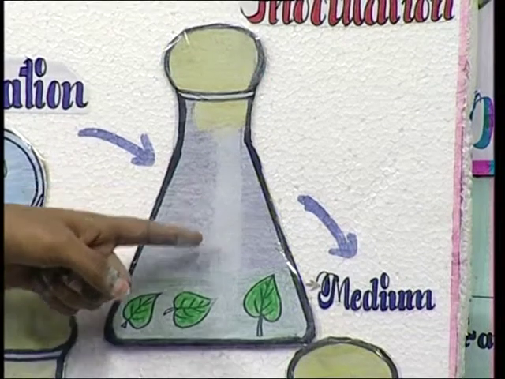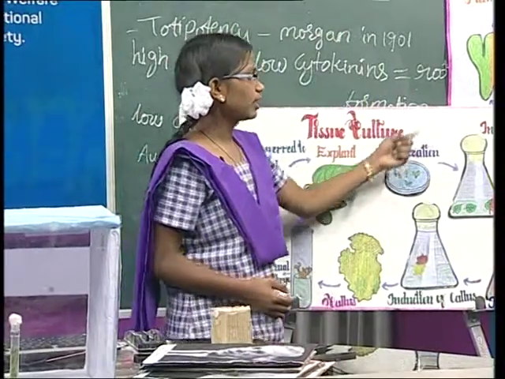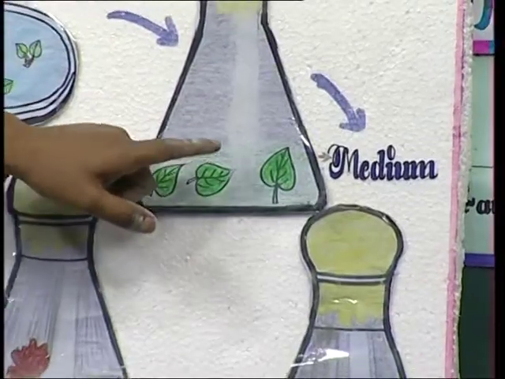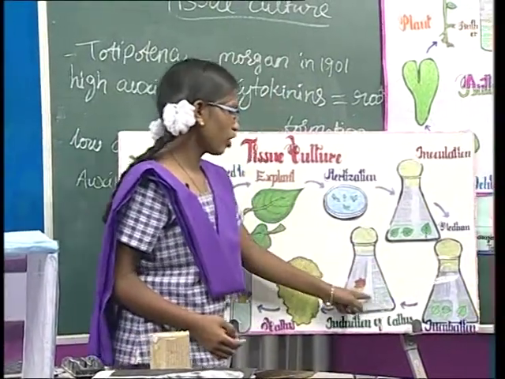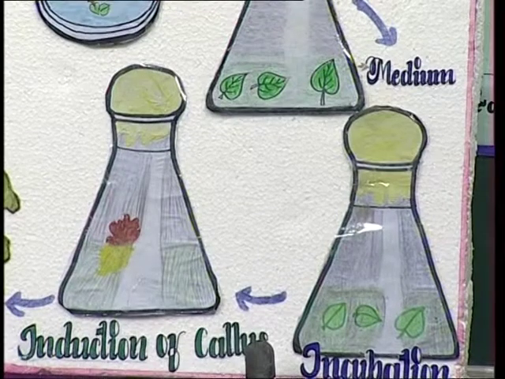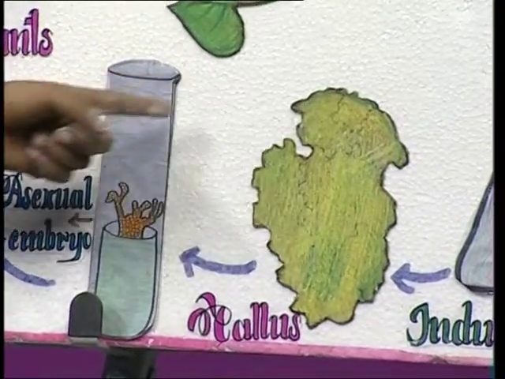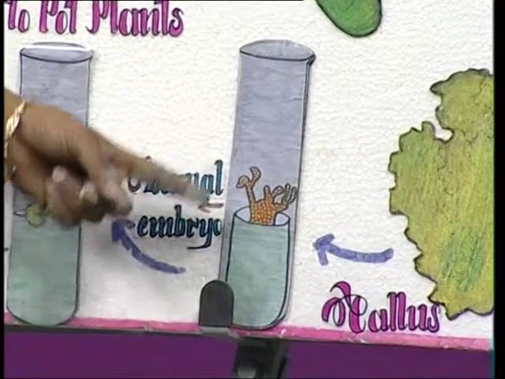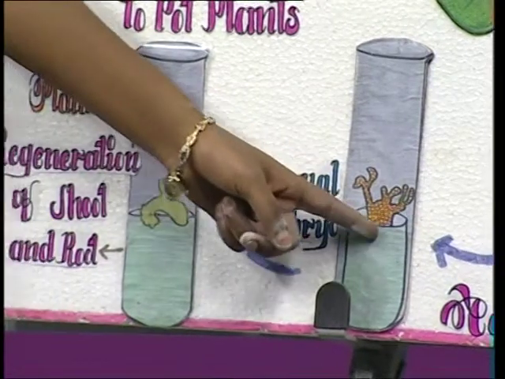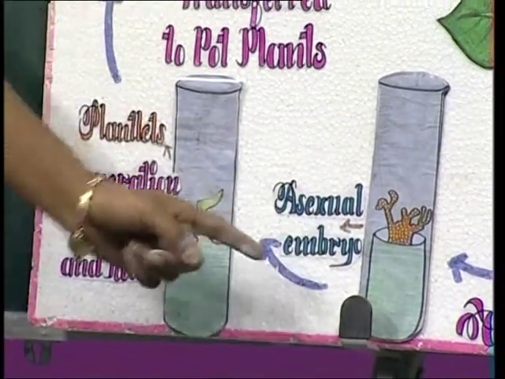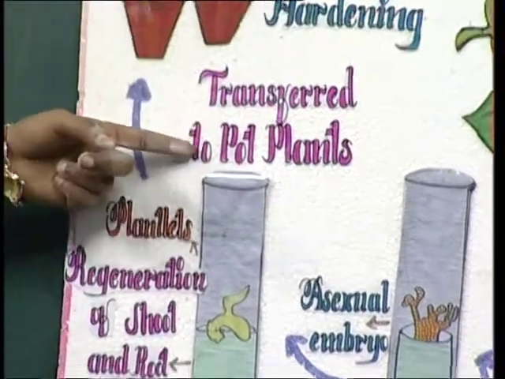Now the sterilized explant is inoculated into this sterilized nutrient medium, and it results in the formation of callus. This is a callus. Callus is nothing but a group of cells. Sometimes a callus may directly develop into embryo-like structures. It is called somatic embryoids, and results in the formation of plantlets and then they are transferred to pot plants.